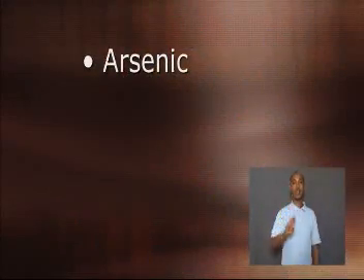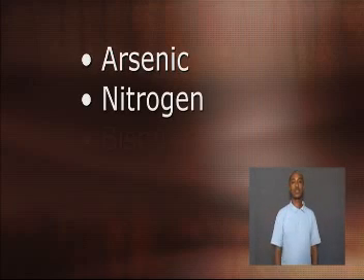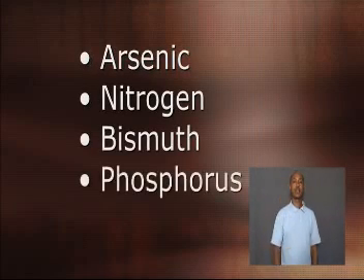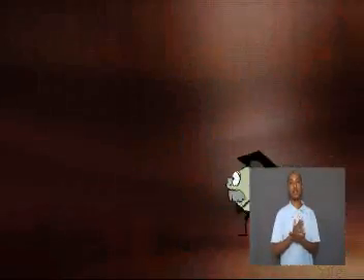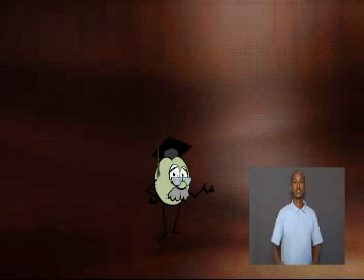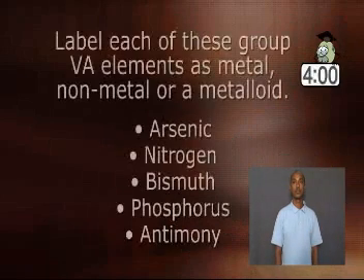Students, the elements that are found within group 5A on the periodic table are arsenic, nitrogen, bismuth, phosphorus, and antimony. Please label each of these elements as a metal, non-metal, or a metalloid. Students, let's get ready. Begin.